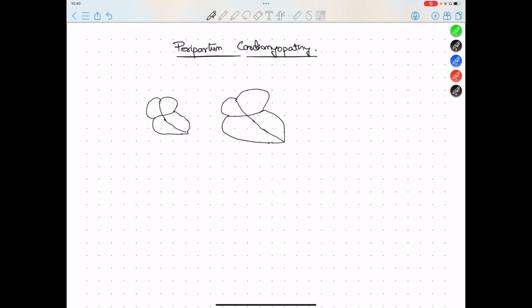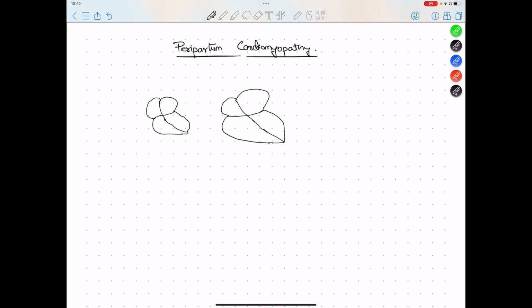In this video, we are going to talk about peripartum cardiomyopathy. Peripartum cardiomyopathy is nothing but decrease in the systolic function of the heart, which occurs usually in the third trimester of pregnancy or postpartum, in the postpartum period of the next 5 months. So, what is peripartum cardiomyopathy?